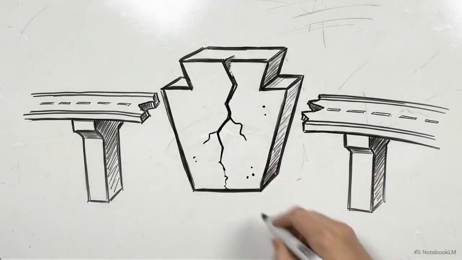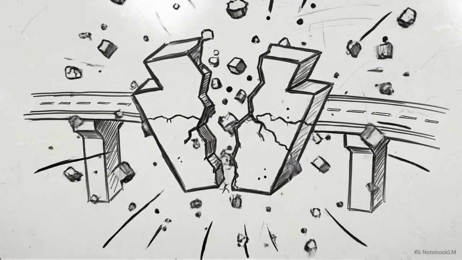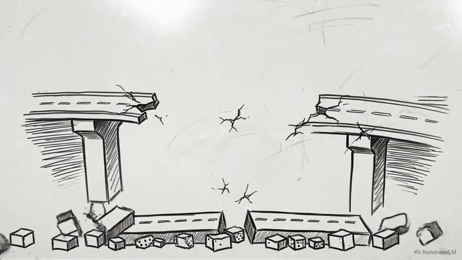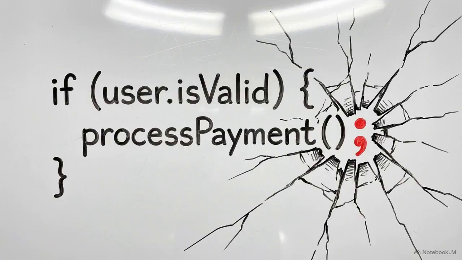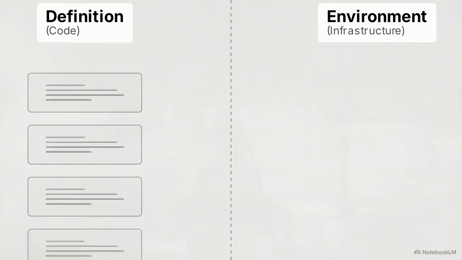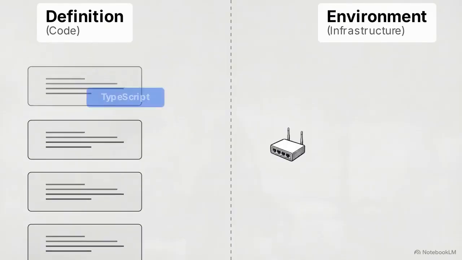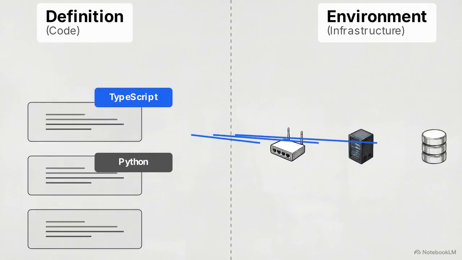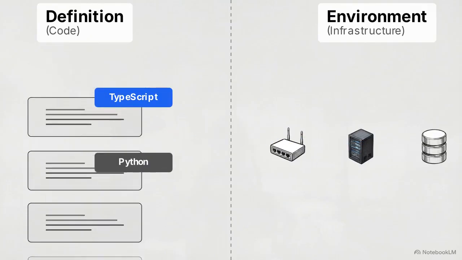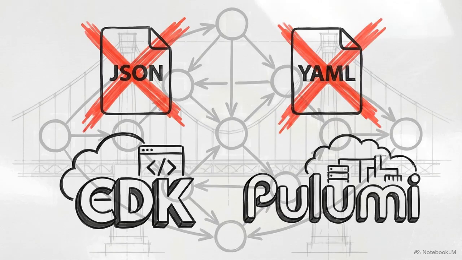A single hairline fracture in a load-bearing keystone can bring down an entire concrete bridge. In cloud engineering, a single microscopic syntax error carries the exact same potential for total structural collapse. Programming Language Infrastructure as Code, or PLIAC, allows developers to define their cloud environments using general-purpose languages like TypeScript and Python, rather than static configuration files.